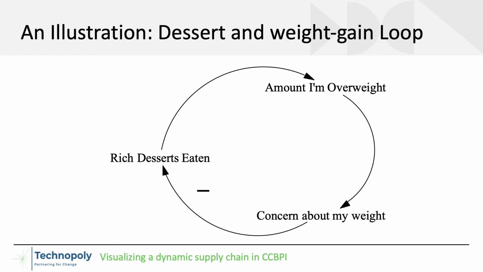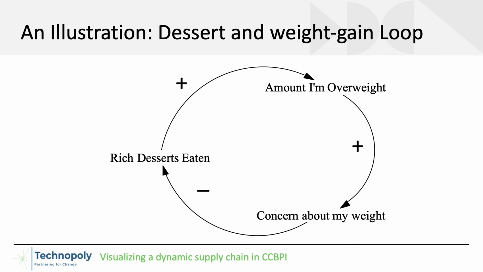The more concerned I am about my weight, the fewer desserts I eat because I'm more conscious. And the less dessert I eat, your amount of overweight goes down because you're not eating desserts as always. When your overweight goes down, then your concern about your weight also goes down. However, when your concern goes down, it triggers a desire to eat more dessert, since my concern is less, I'm not as concerned as before, and therefore I tend to eat more dessert. And when I eat more dessert, then I gain more weight or more pounds.